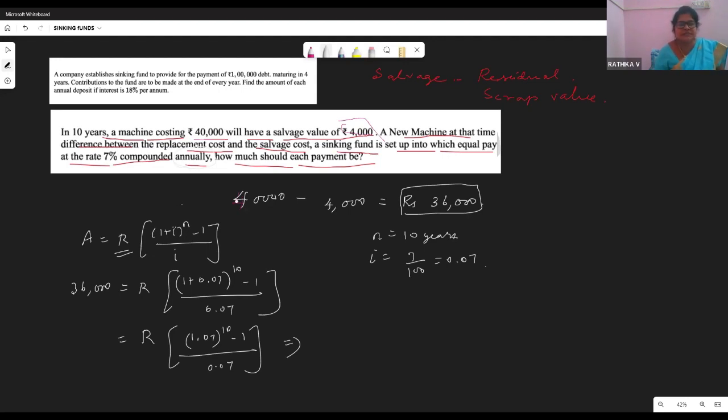I think I missed some data here. A new machine at that time... I got the question. The new machine is expected to sell for rupees 52,000. So they are expecting the new machine cost here. That sentence was incomplete, I think. So the new machine cost is rupees 52,000.